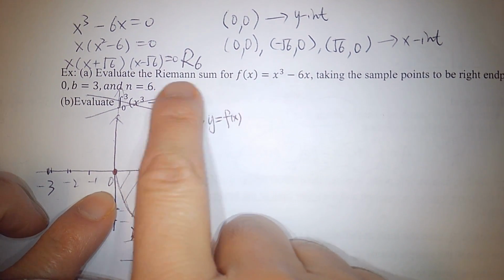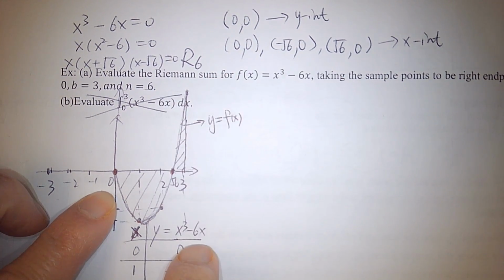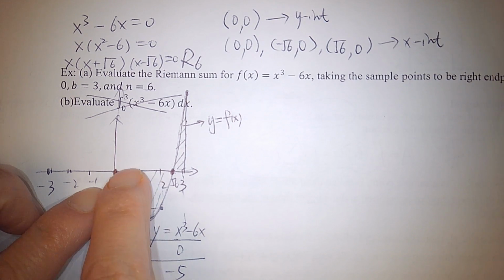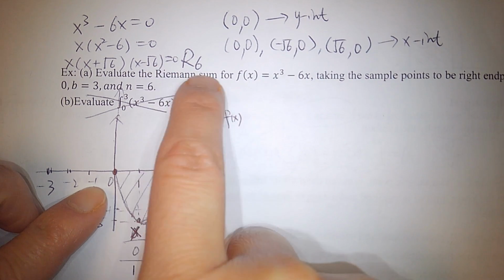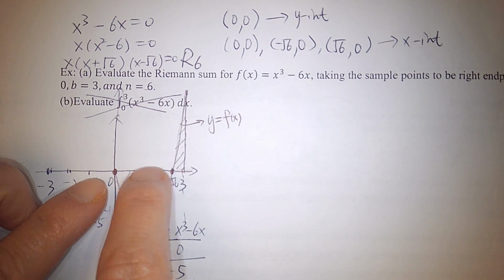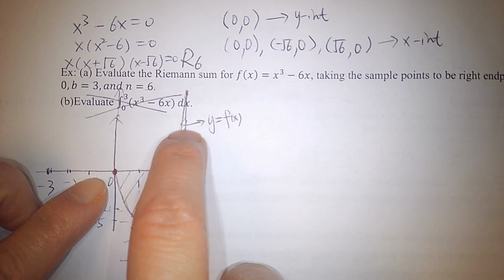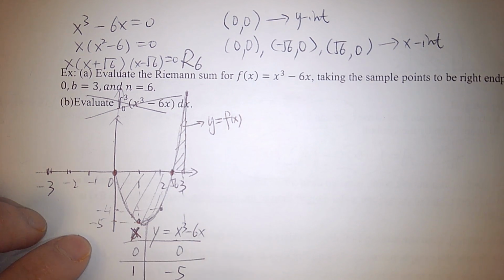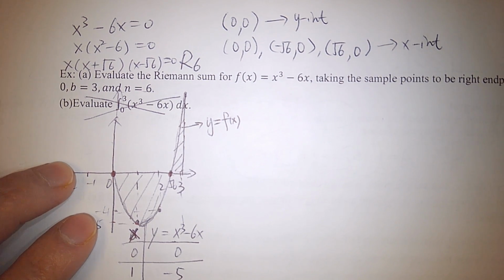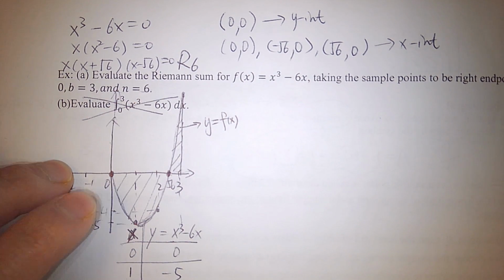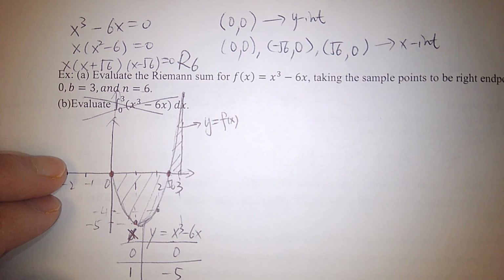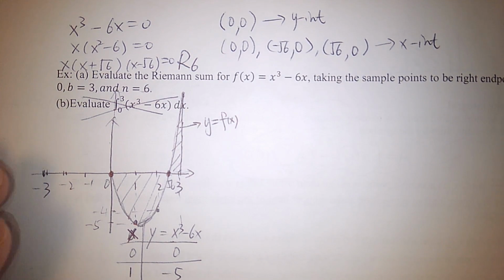So we want to find the Riemann sum for this function, okay? That means we want to find a Riemann sum, creating those rectangles in order to approximate the area of this shaded region, right? Okay, so Riemann sum from 0 to 3, create 6 rectangles. Let me ask you, from 0 to 3, create 6 rectangles. What is delta x?